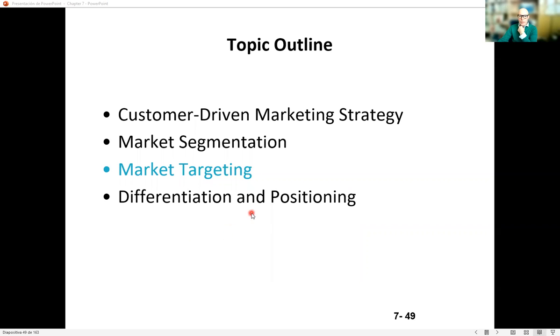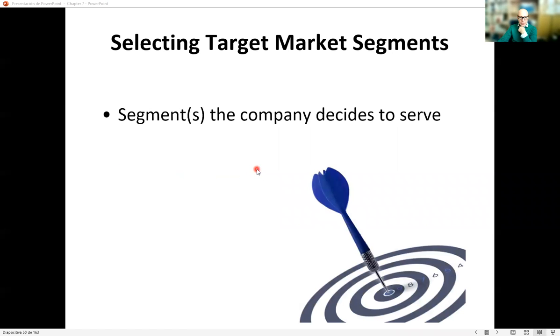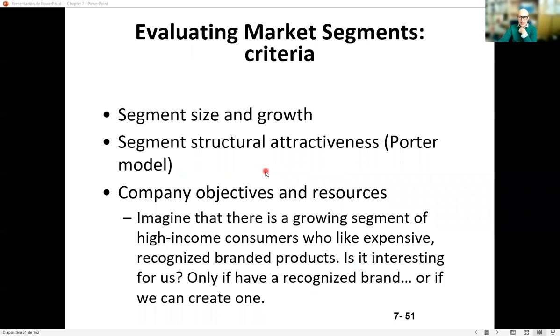Okay, so we are going to continue now with market targeting. The idea here is to select the segments the company is going to target. The first thing is to evaluate the different segments that have been found in the previous stage, the market segmentation. Typical criteria for evaluating segments are the segment size and growth, of course. The bigger the segment and the higher the growth rate, the more attractive the segment will be.